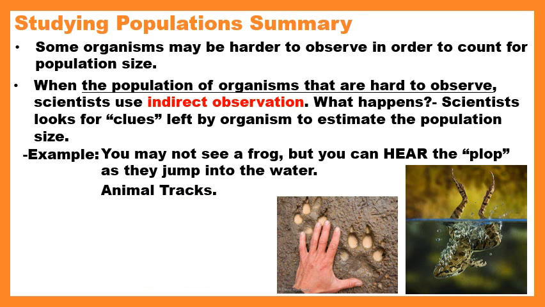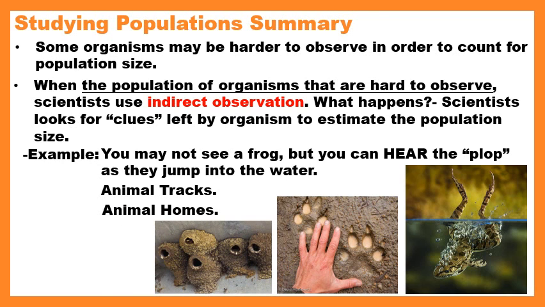Another example of indirect observations are animal tracks and animal homes. So these are the nests of a cliff swallow. And so you might not actually see the bird, but just based on counting the nests, there's 1, 2, 3, 4, 5. I could say that maybe 5 cliff swallows live there, and they're probably a couple, so it's more like 10.